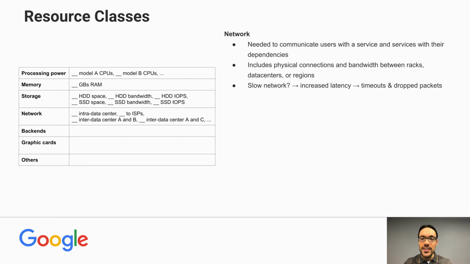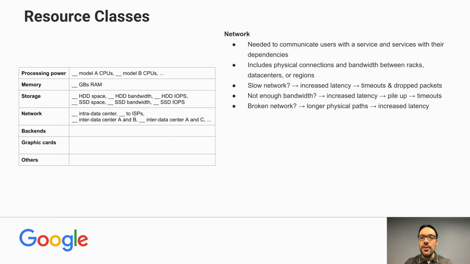If too many packets are sent, some will be dropped and need to be resent. If network bandwidth is insufficient and becomes a bottleneck, it will cause increased latency and ultimately an outage when the service cannot catch up with the requests and they start to time out. Cables and network infrastructure can also break, forcing traffic to take a longer physical path through the network or even leaving a whole region disconnected.